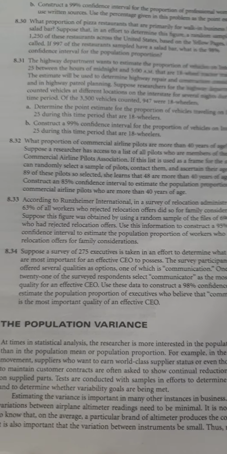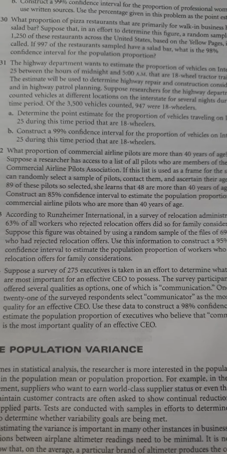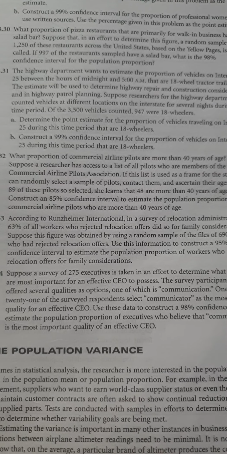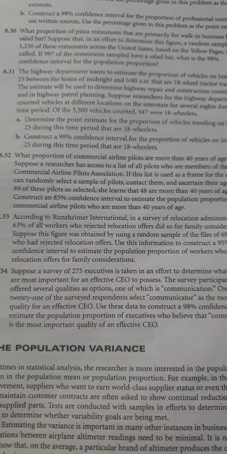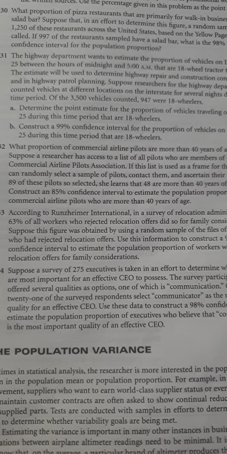Now the sum number 8.31. The highway department wants to estimate the proportion of vehicles on Interstate 25 between the hours of midnight and 5 am that are 18-wheel tractor trailers.